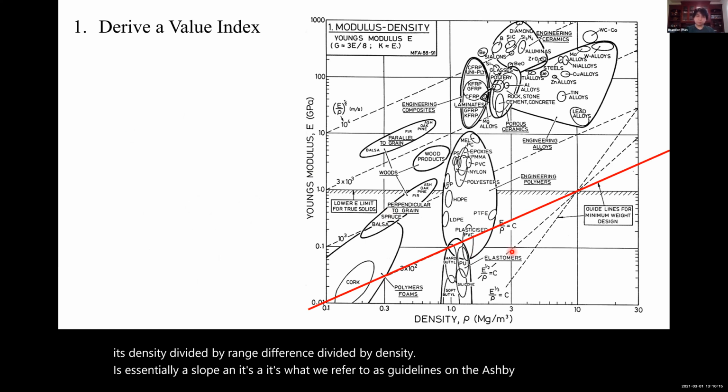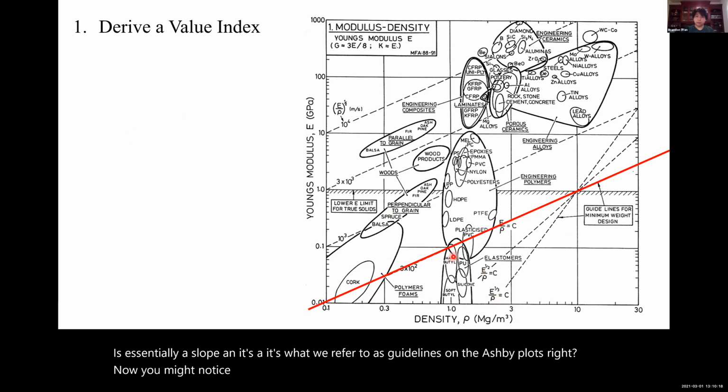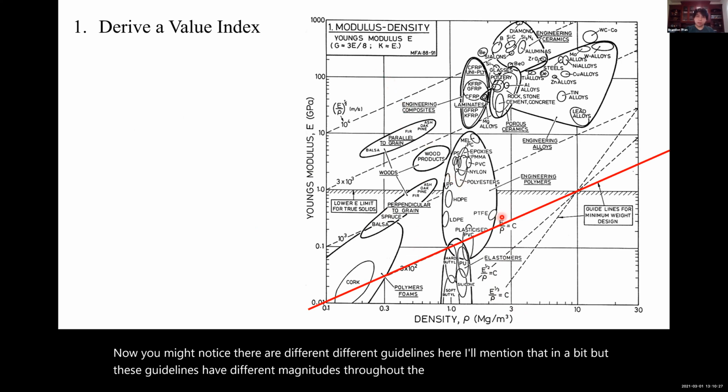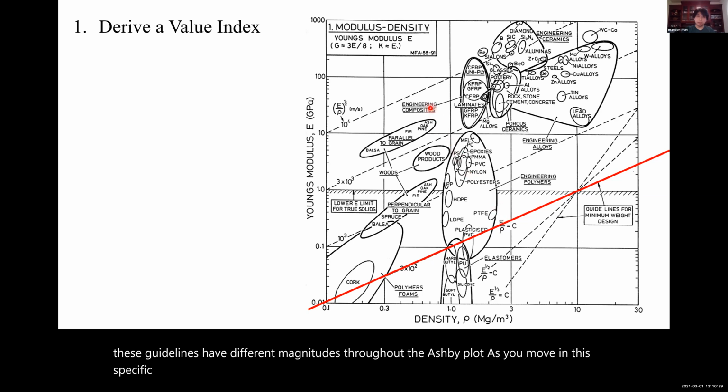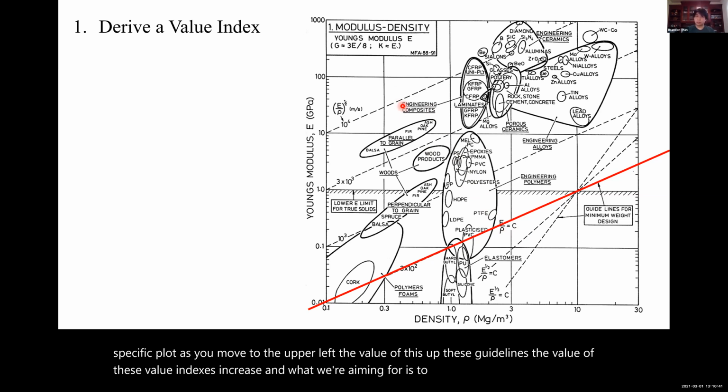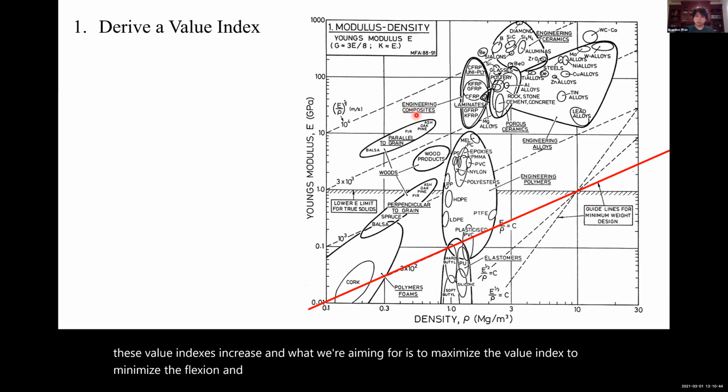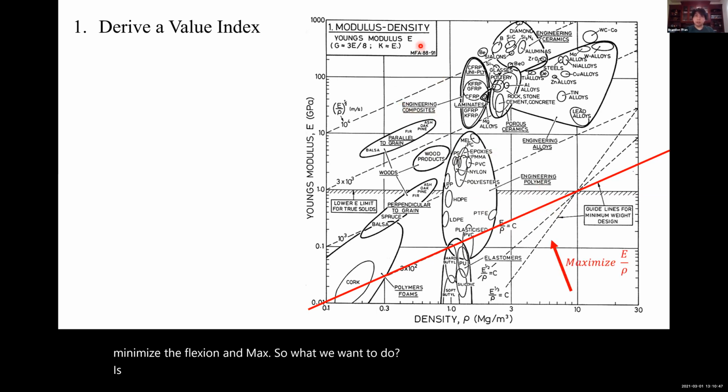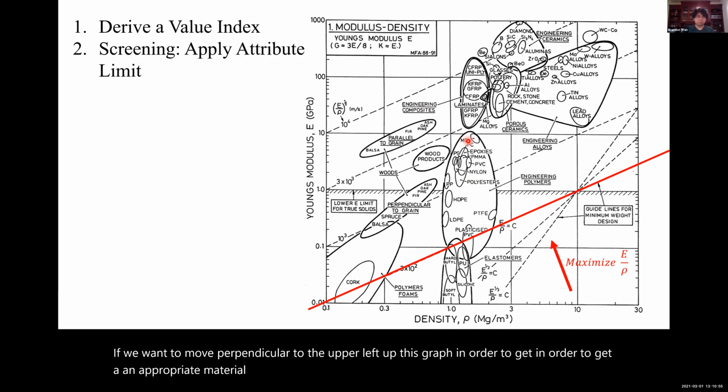All right. Now you might notice there are different guidelines here. I'll mention that in a bit, but these guidelines have different magnitudes throughout the Ashby plot. As you move in this specific plot to the upper left, the value of these value indexes increase. And what we're aiming for is to maximize the value index to minimize deflection and mass. So what we want to do is move perpendicular to the upper left of this graph in order to get an appropriate material for our problem.